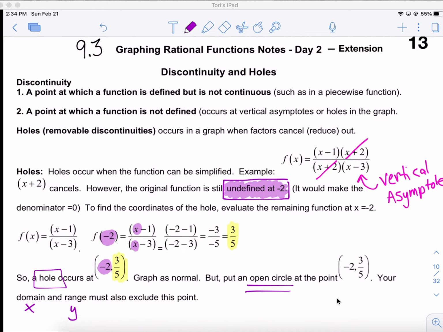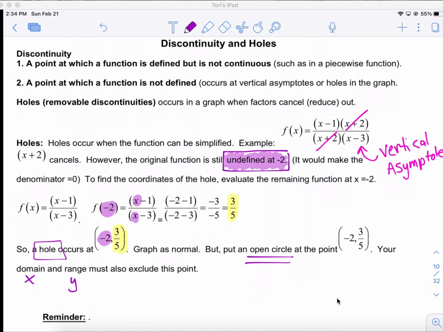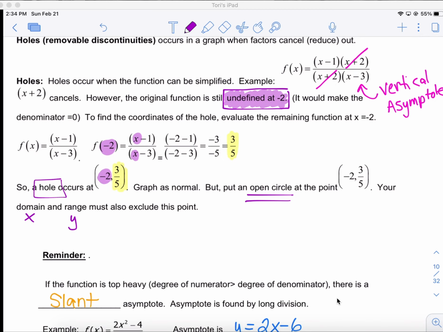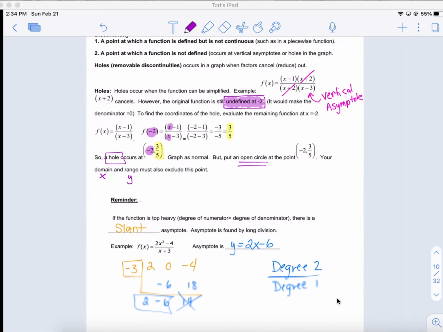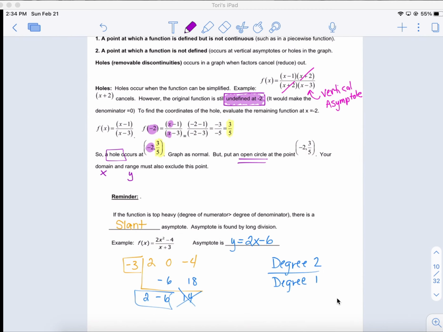I'm not going to read you everything on this first page, but I want to focus on this problem right here. So pause the screen, copy what you see, and then we'll get started.